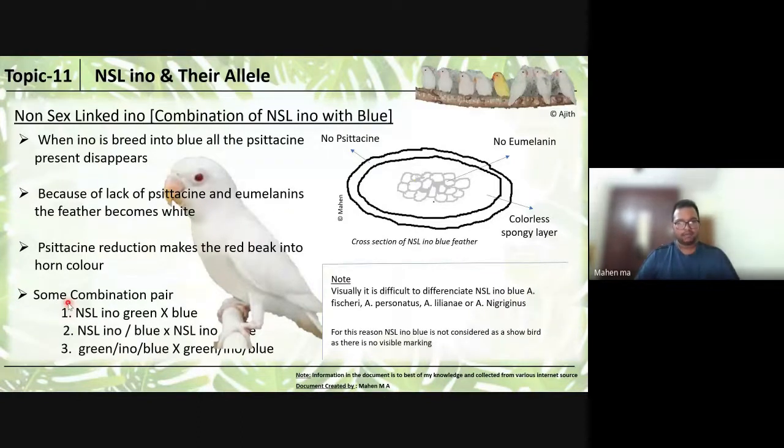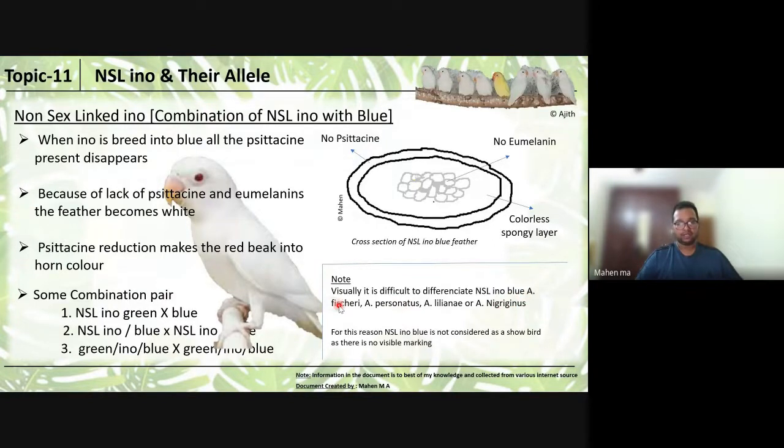And some combinations for albinos are NSL green into blue. You can create a green split blue bird from this. And then you can combine some of the splits, for example, NSL split blue into NSL split blue birds, to get an albino bird. But always keep in mind that visually there is no difference between NSL blue mutations in different species.